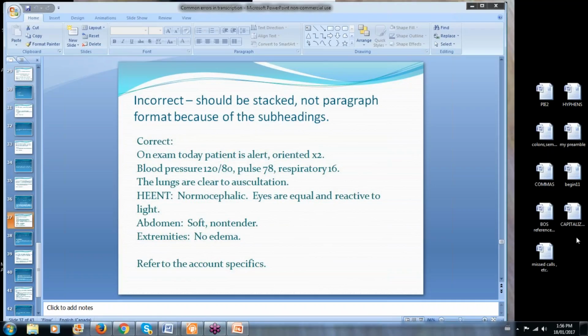So everybody clear on that? No, you won't see it both ways. You'll only see it formatted in a paragraph format if there isn't any subheadings. But if there's subheadings, then it's stacked.